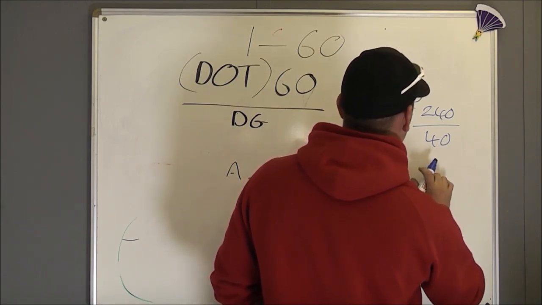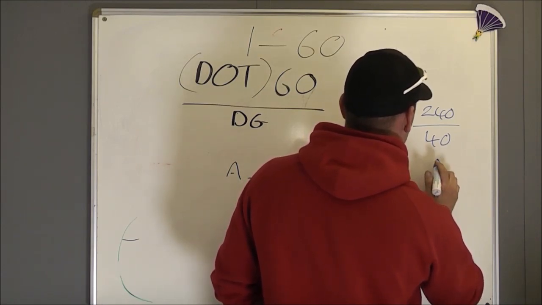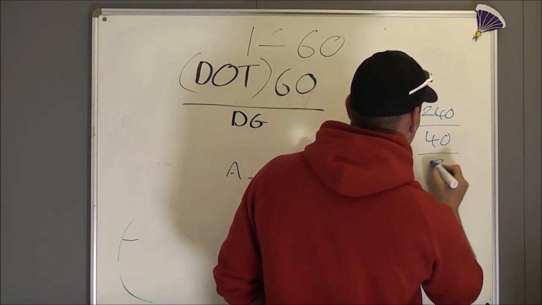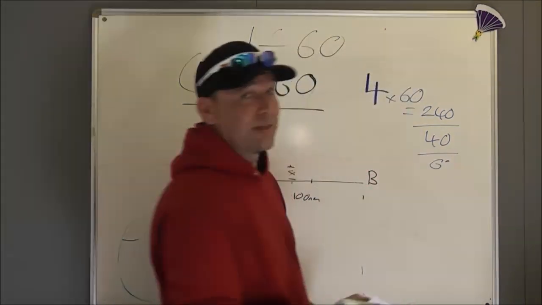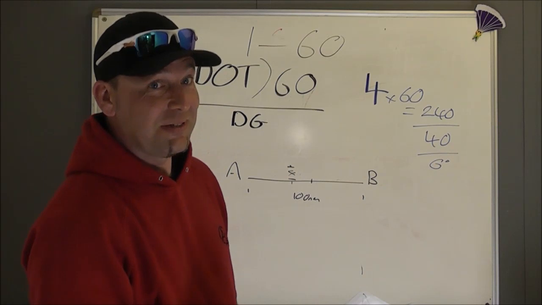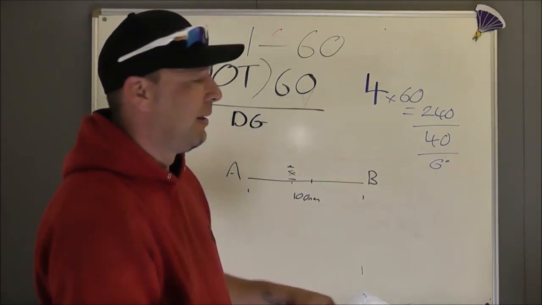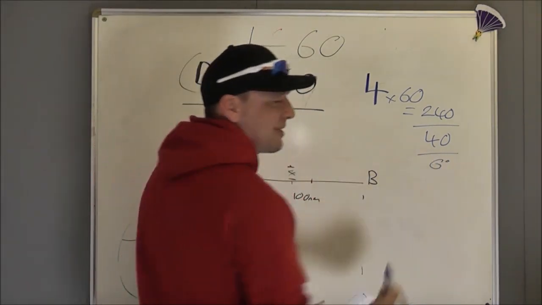Why can't I work 240 shared into 40? 6. 6 degrees. Thanks, Barry. You may need to be on calculator duty. So you're doing this in your head in the flex wing. It says that we are 6 degrees.